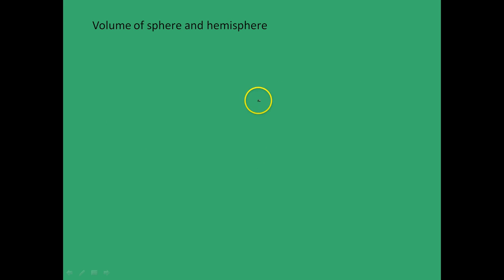And finally, we will look at the volume of a sphere and a hemisphere. Again, we do not have the mathematical tools to actually derive the formula from first principles, so we are going to state the volume simply here also. So the volume of a sphere is equal to 4 by 3 pi r cube.